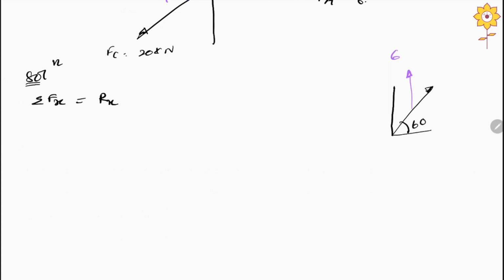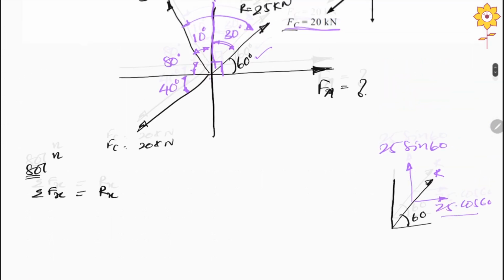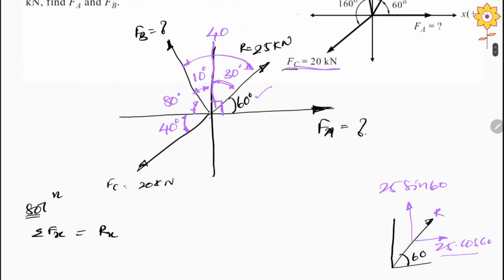So this will be 25 sin 60, and the component of the resultant will be 25 cos 60, right. This Rx is nothing but the x direction. Okay, so now we can frame the equation of summation of Fx. So for Fx, look at the diagram.